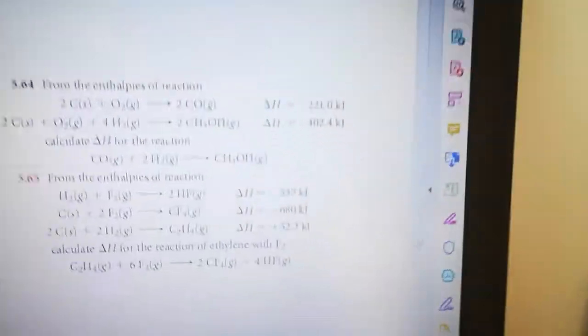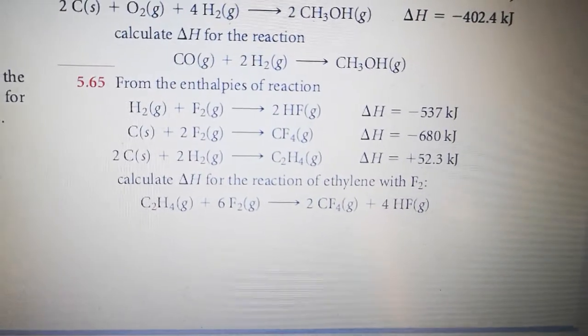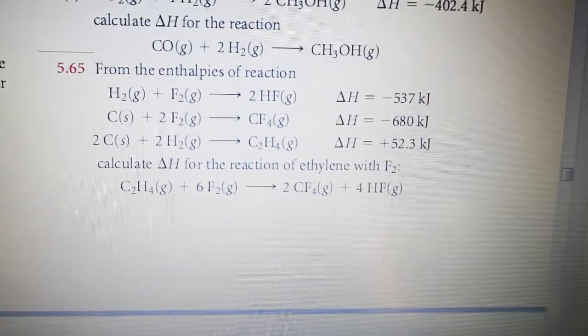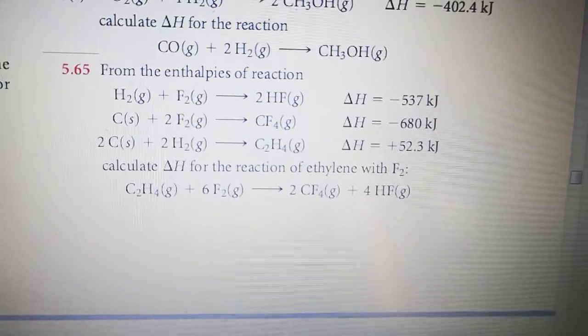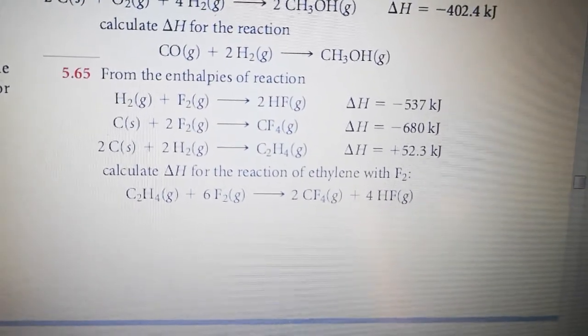Hey there, team. We're going to take a look at the example here for Hess's law calculations. We're looking at 5.65. We're given 3 part reactions, and we need to be able to rearrange them to solve for the net reaction labeled at the bottom. Let's go through our process here.